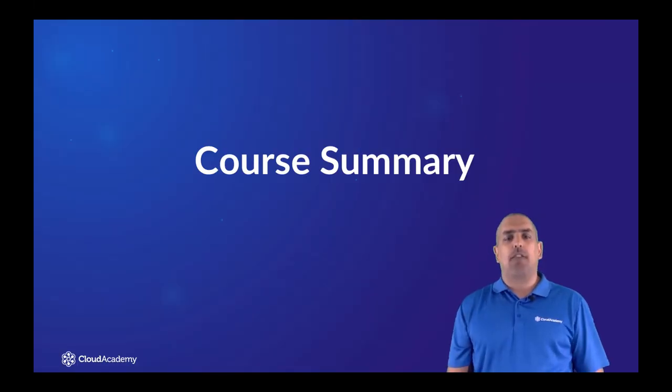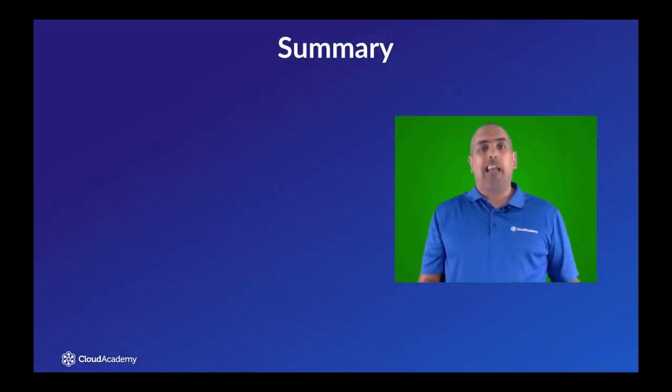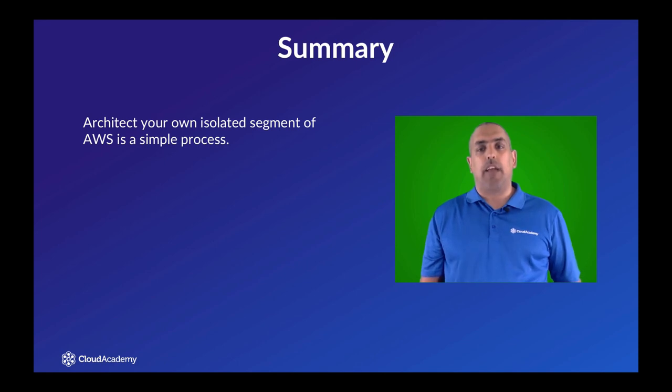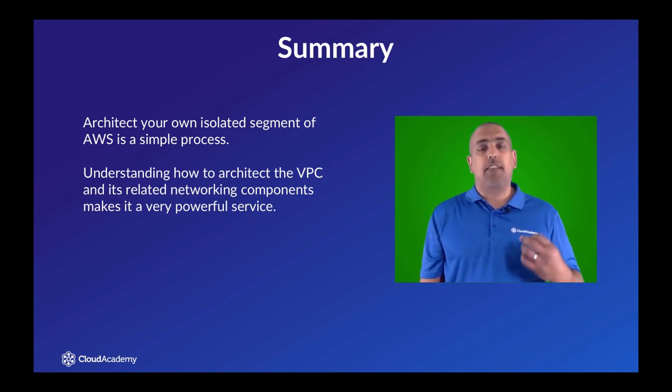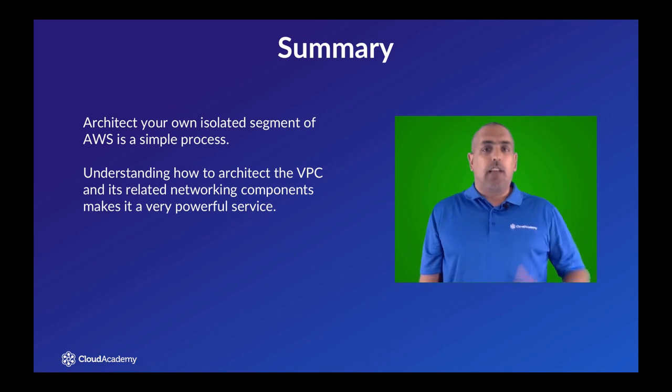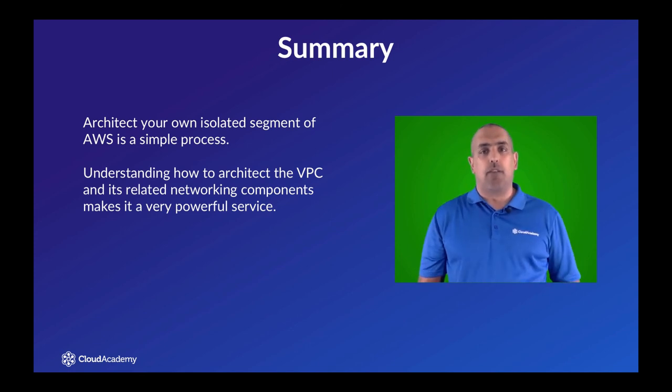Hello and welcome to the final lecture of this course, where I want to quickly summarize what we've covered throughout the previous lectures. Being able to architect your own isolated segment of AWS is a very simple process. However, understanding how to architect the VPC and its related network components and connectivity makes it a very powerful service. And so this course was intended and designed to give you an overview of what a virtual private cloud is, along with some of the network components.